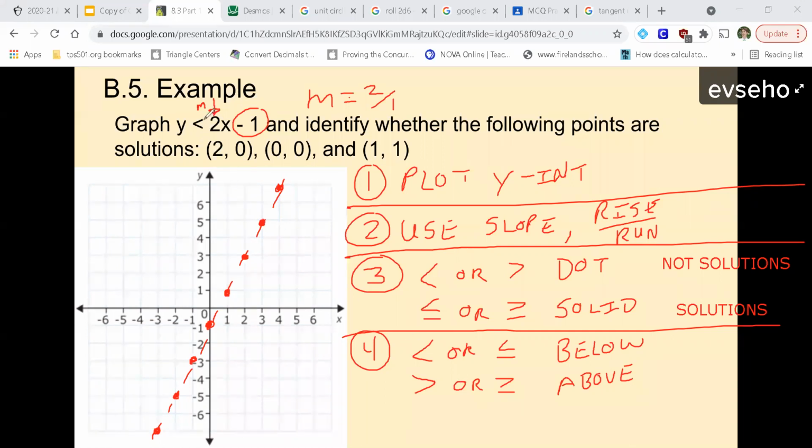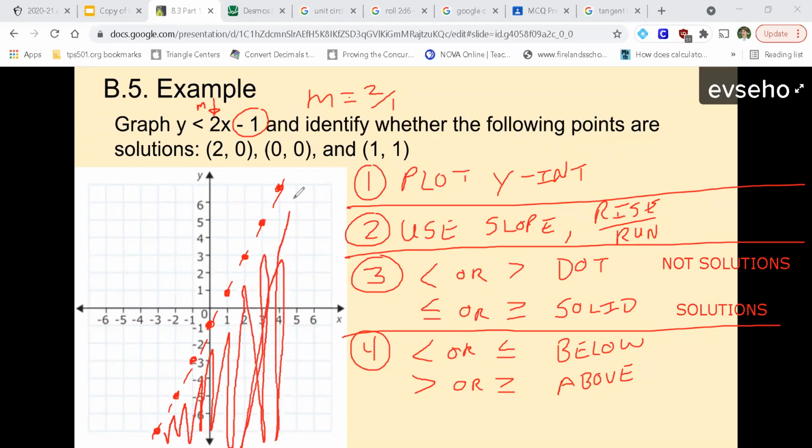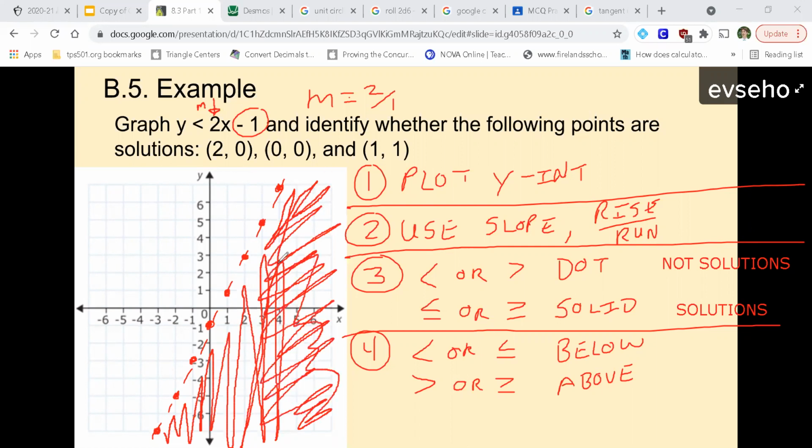So again, for our problem, it is less than, so I'm going to shade below the line. Everything in this shaded region are solutions. Everything not is not a solution. All right, that's it. Okay? Those are 4 steps.